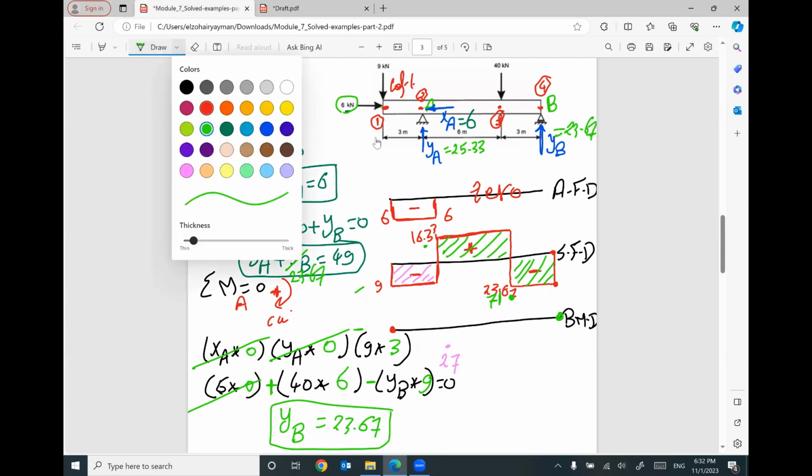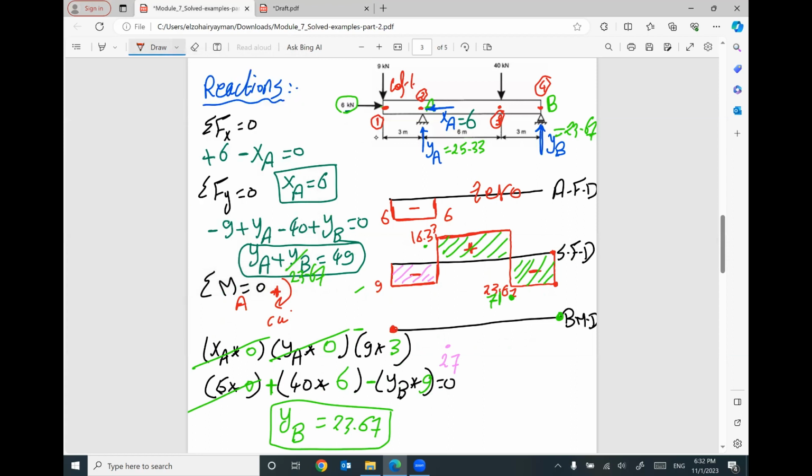So I have 4 values, 0, negative 27, positive 71, and 0. Go ahead and connect between these values with the straight lines. This is called your bending moment diagram. This diagram will be negative below the reference line, and this diagram will be positive above the reference line. Any question?